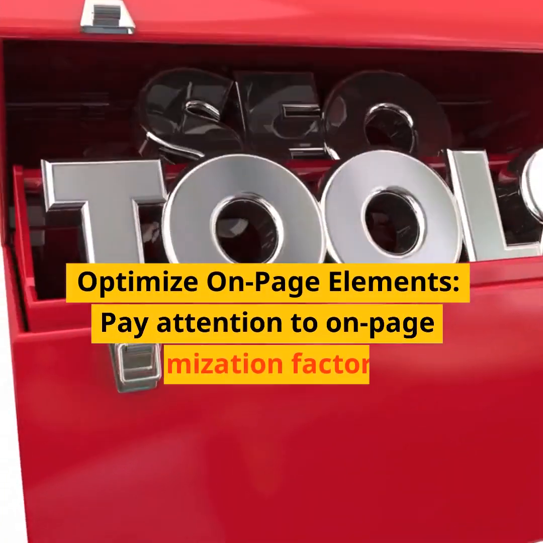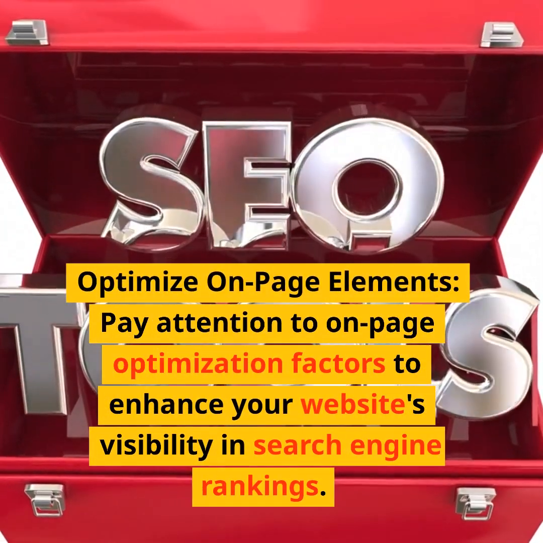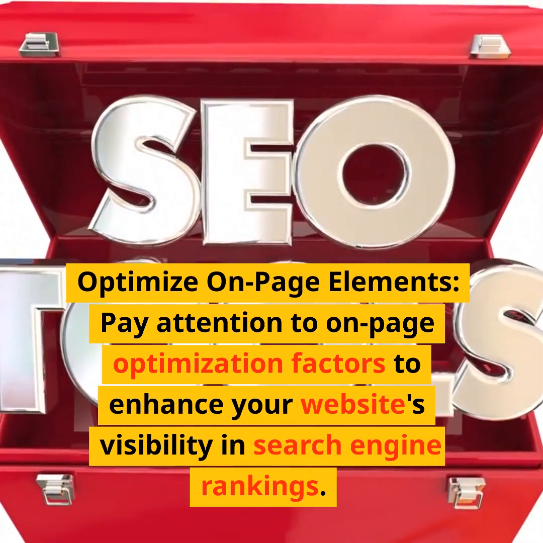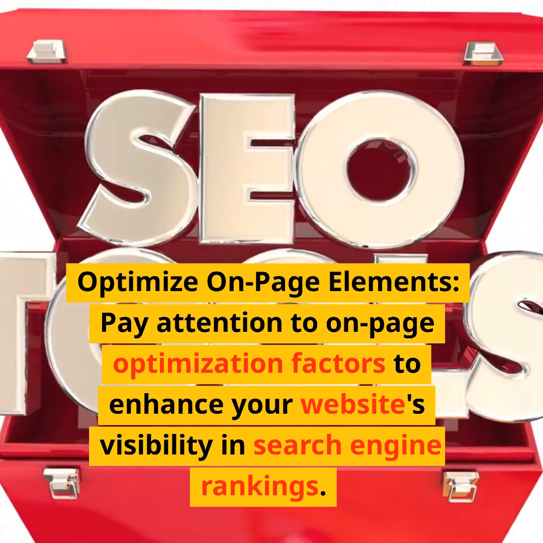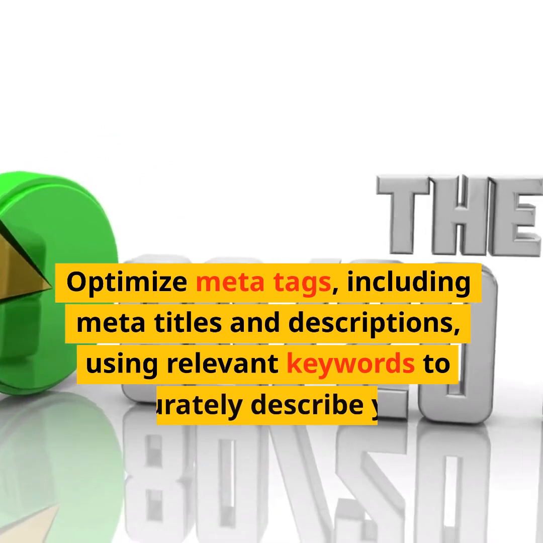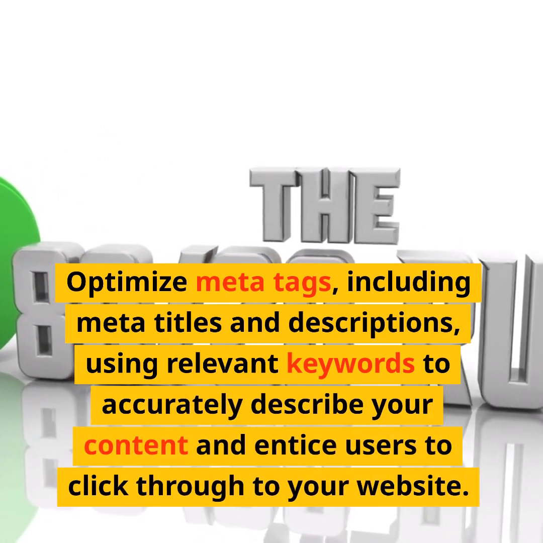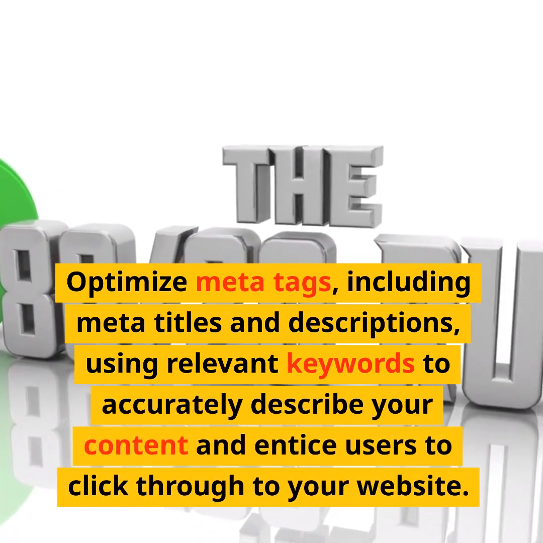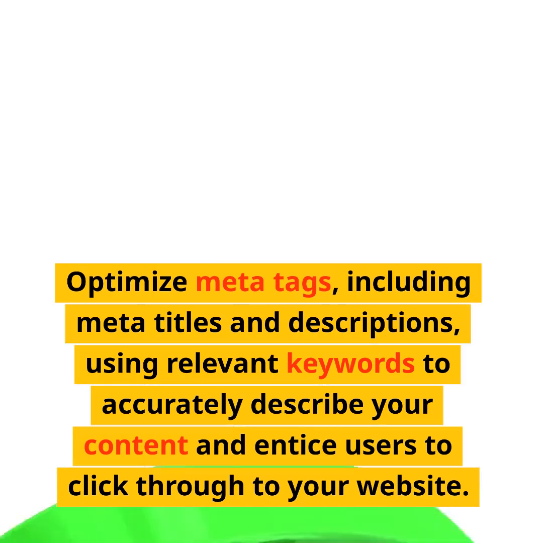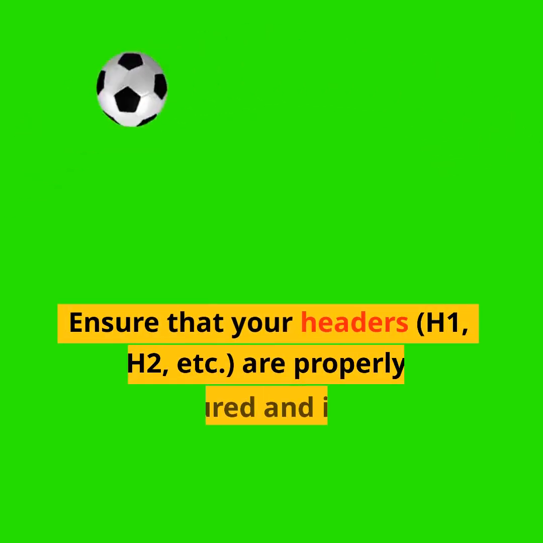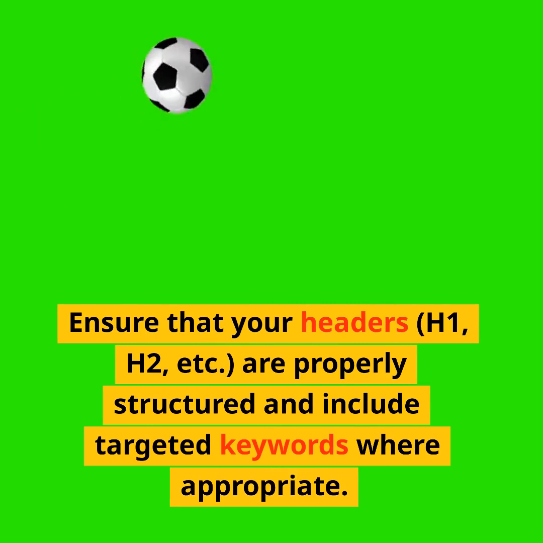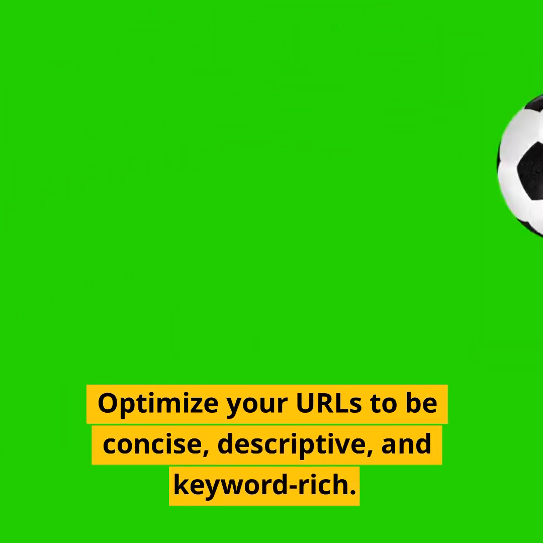Optimize on-page elements. Pay attention to on-page optimization factors to enhance your website's visibility in search engine rankings. Optimize meta tags, including meta titles and descriptions, using relevant keywords to accurately describe your content and entice users to click through to your website. Ensure that your headers, H1, H2, etc., are properly structured and include targeted keywords where appropriate. Optimize your URLs to be concise, descriptive, and keyword-rich.